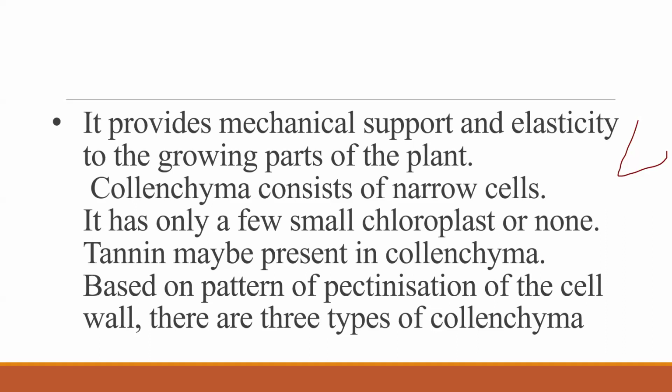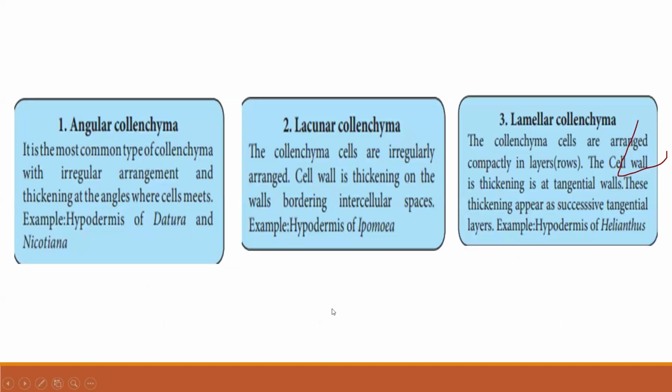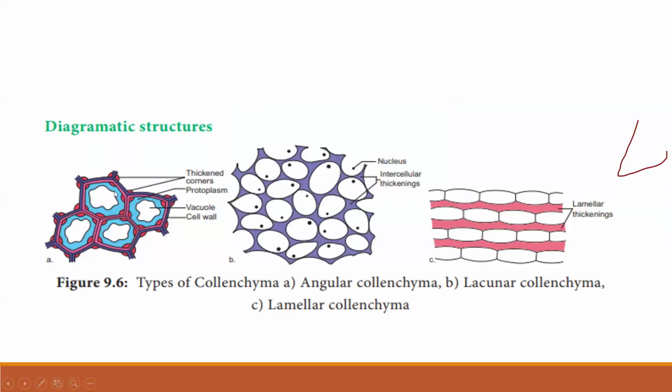Based on the pattern of pectinization of the cell wall, this collenchyma is classified into three types: angular collenchyma, lacunar collenchyma, and lamellar collenchyma. Based on these thickenings, the first one is angular collenchyma. Angular collenchyma means the thickenings are seen at the angles, the thickened corners. Only at the corners, so it is called angular thickening.